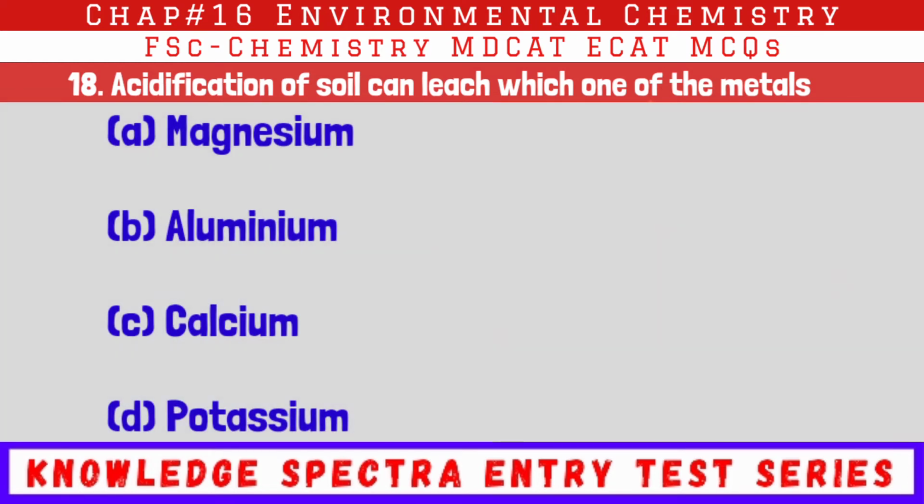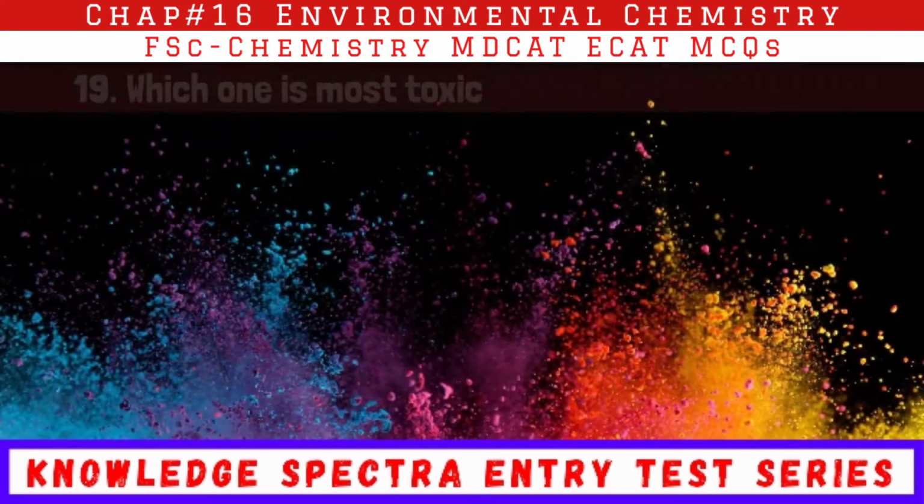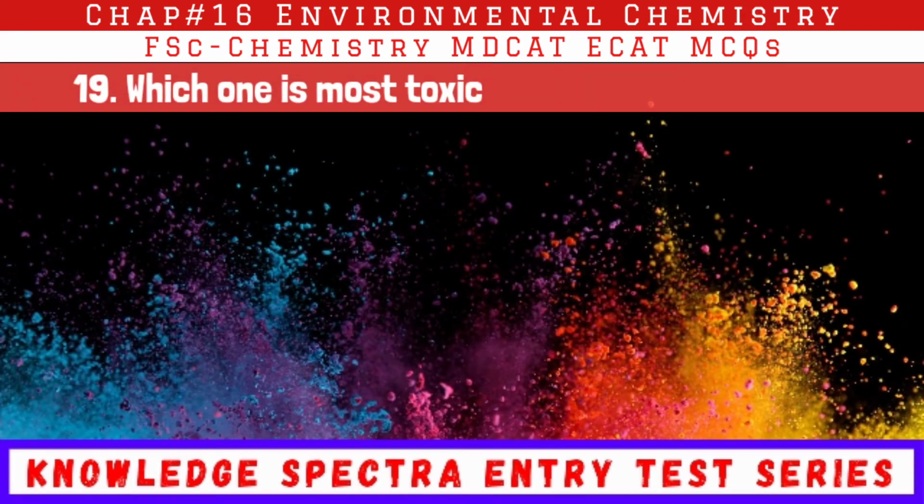18. Acidification of soil can leach which one of the metals? A. Magnesium. B. Aluminium. C. Calcium. D. Potassium. Correct answer is B. Aluminium.